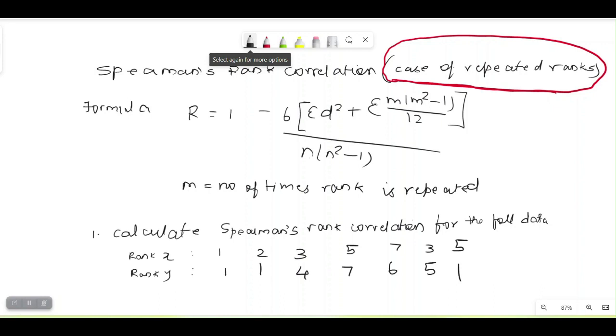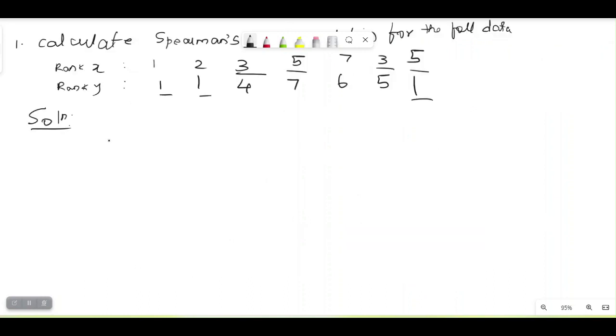Now we'll solve a problem of calculating the Spearman's rank correlation, but this is a case of repeated rank. You can see here that rank 3 is repeated twice, rank 5 is repeated twice. Even in the case of rank Y, 1 is repeated thrice. So we will learn how to solve. The solution is simple. You take the column rank X as it is, and then you take rank Y as it is, these two columns.